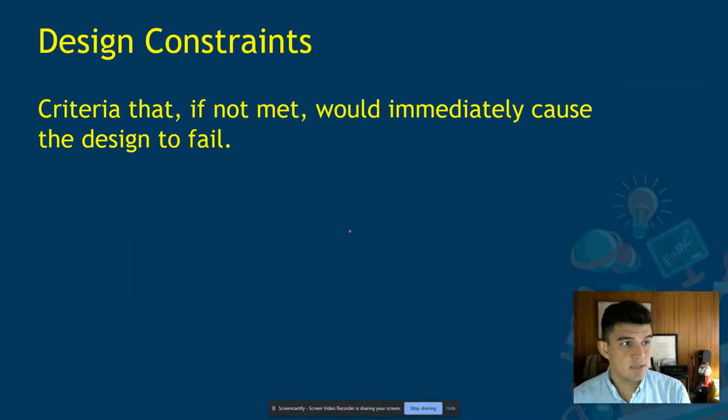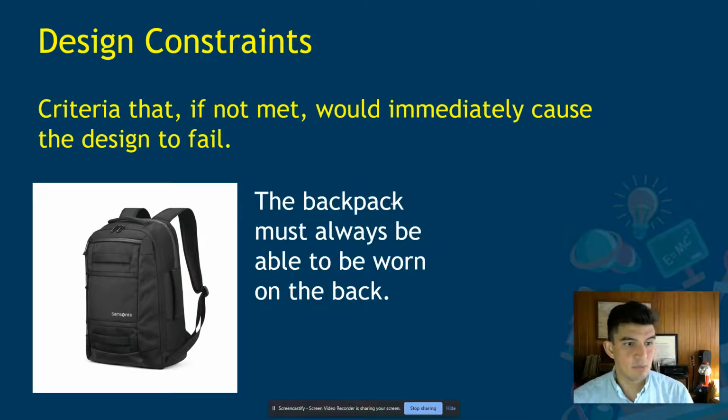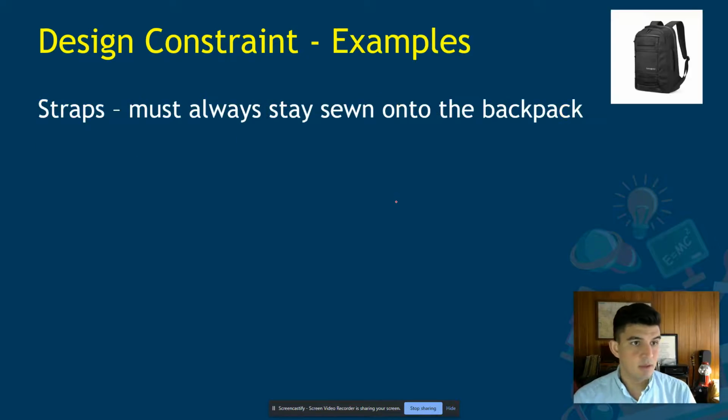Design constraints are specific criteria that if not met would immediately cause the design to fail. In the case of a backpack, because it must always be worn on the back, we can think of some constraints around this. An example would be the straps. A constraint would be that the straps must always stay sewn onto the backpack. If a strap were to rip or come apart from the rest of the backpack, the design would automatically fail.